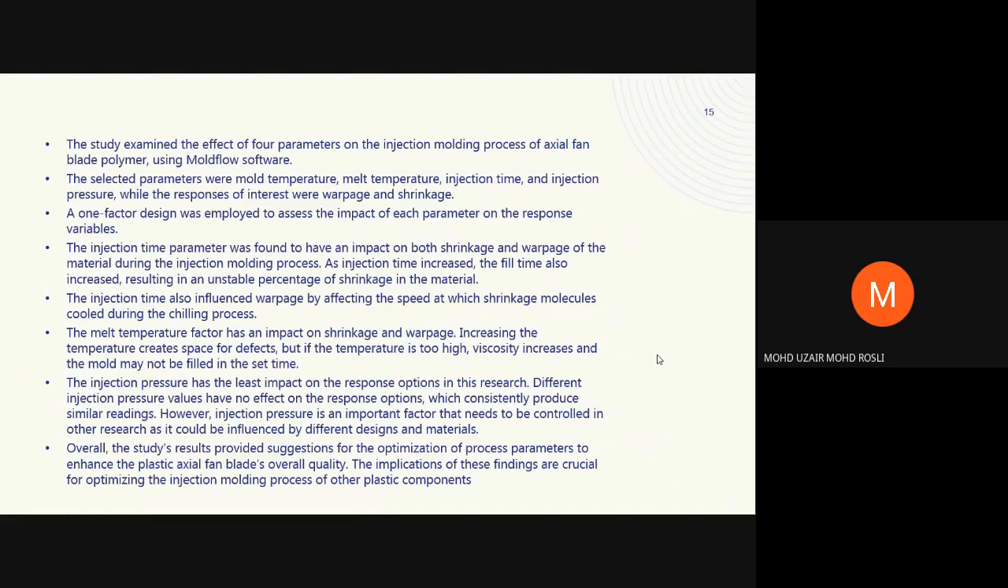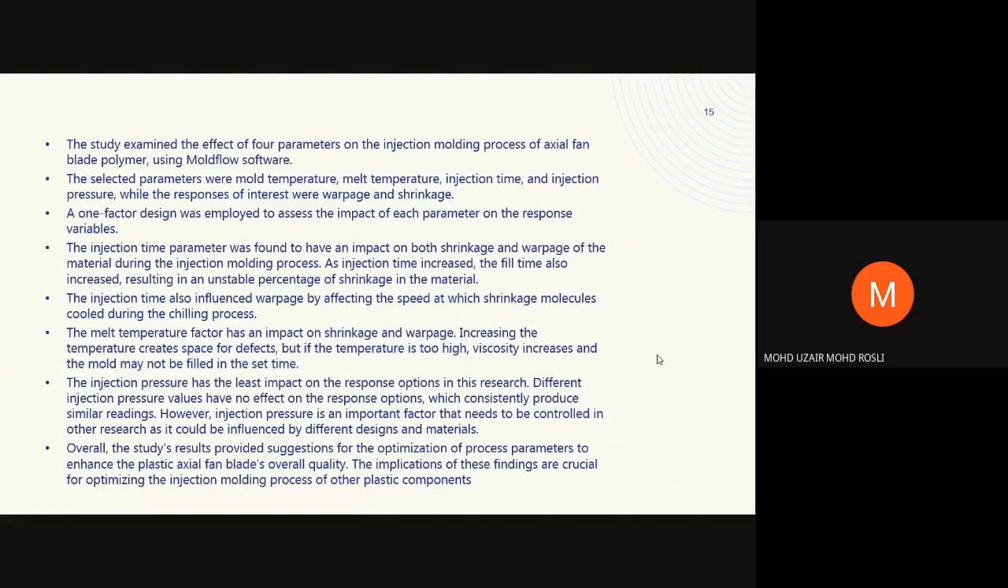The melt temperature factor has an impact on shrinkage and warpage. Increasing the temperature creates space for defects, but if the temperature is too high, the viscosity decreases and the mold may not be filled. Injection pressure has the least impact on the response option in this research. Different injection pressure values have no effect on the response option, which consistently produces similar readings. However, injection pressure is an important factor that needs to be controlled in other research, as it could be influenced by different design and material.